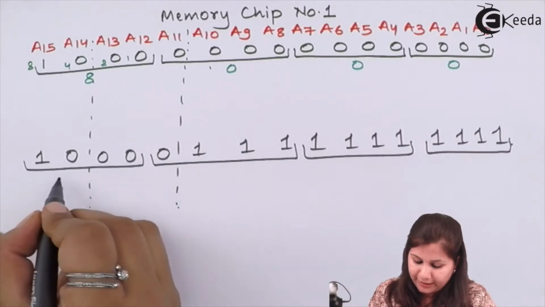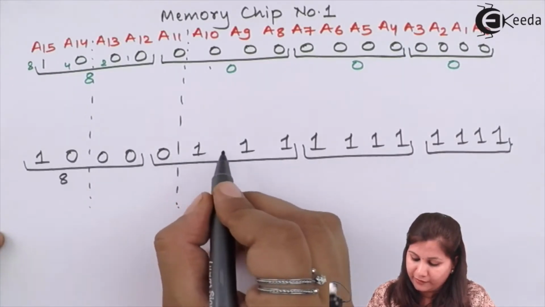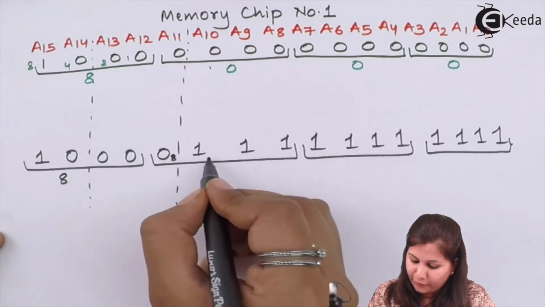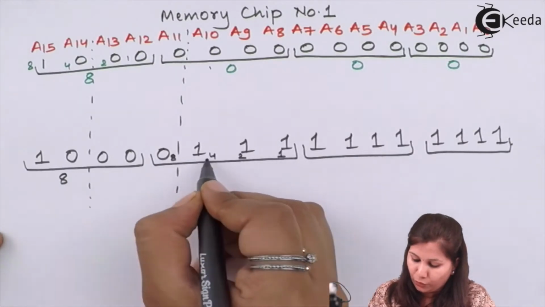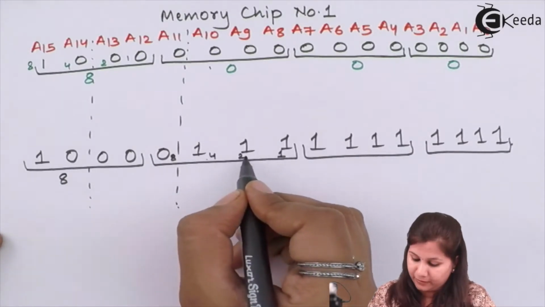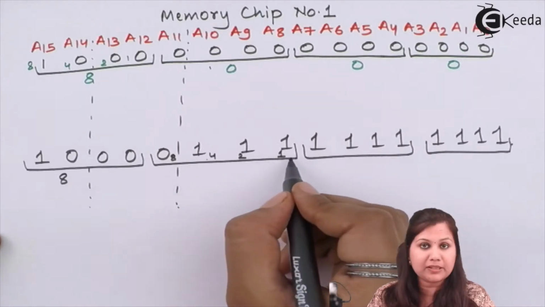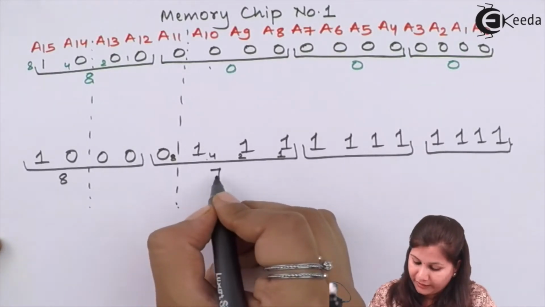You will see this is again 8. This is 0 1 1 1. So again 8 4 2 1. So 4 plus 2 is 6. 6 plus 1 is 7. So we are getting 7.